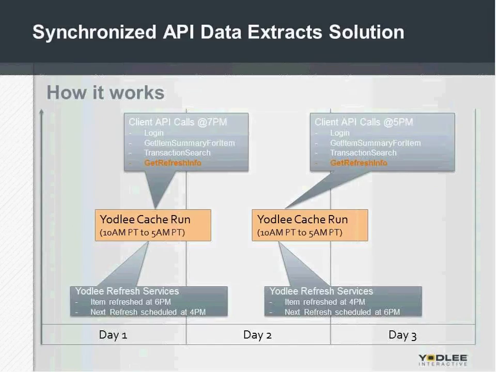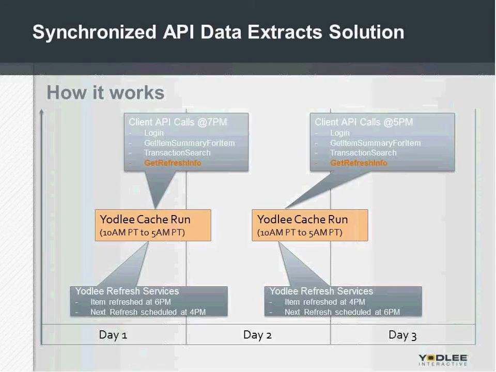Now, if you look at the bottom of this slide, you'll see the area where it says Yodlee Refresh Services. Our standard cache run happens from 10 a.m. Pacific to 5 a.m. Pacific. That's when we do our refreshes. Essentially, we spread our refresh process over that entire 19-hour window for the entire day. That's our standard implementation. If you're a new customer with Yodlee, that's the way the cache run is going to be set up from the get-go.